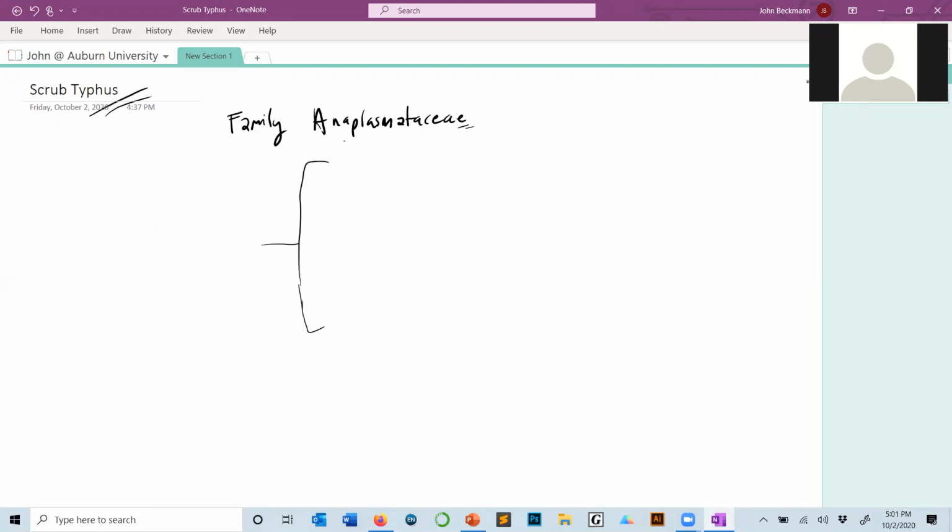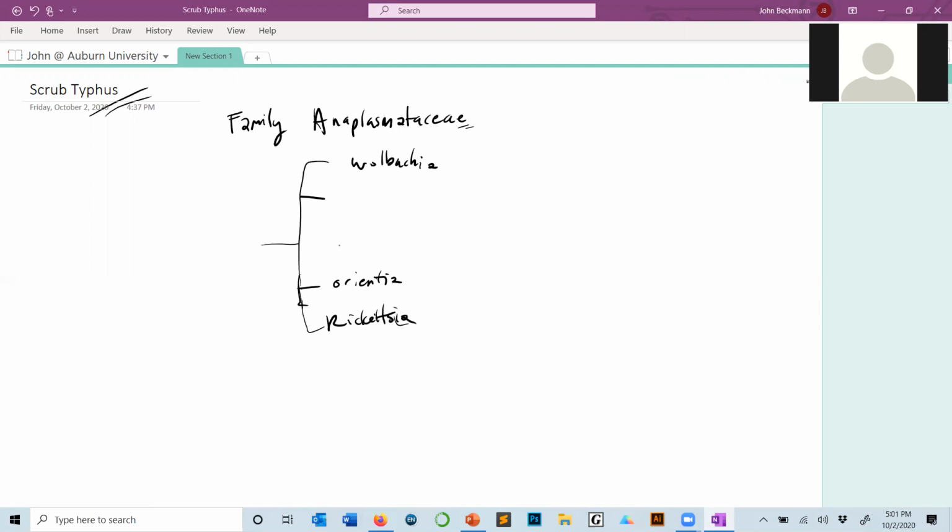For those in person and online, what's in this family? Like, what organisms are in this family? Okay, Wolbachia. Something was written in the chat. Orientia, Rickettsia. I'll draw these trees. I'll try to draw them somewhat. Orientia is close to Rickettsia.